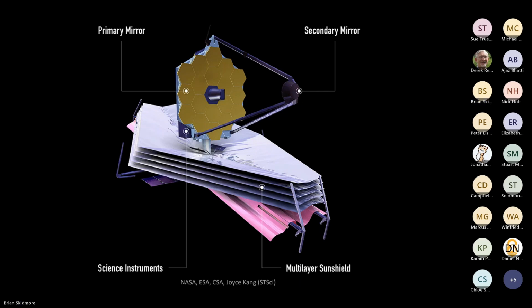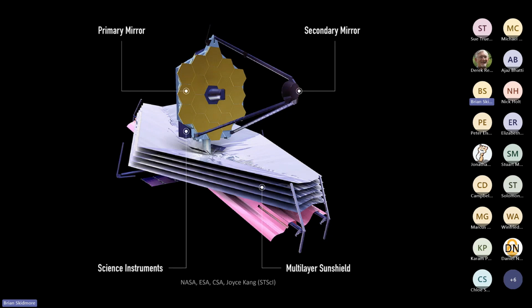That mirror takes the light from the universe, and I don't know if you can see my mouse, but the mirror focuses the light from the universe onto the secondary mirror, which then reflects it back into that hole in the center of the main mirror, into the instruments. The science instruments sit behind the mirror. The mirror sits on top of the sun shield.